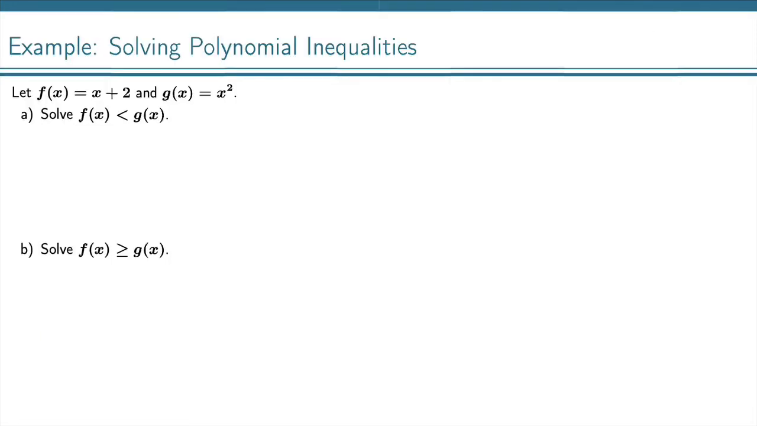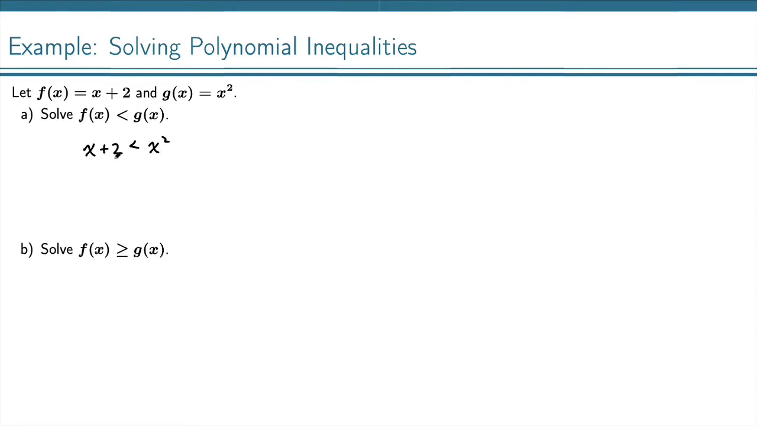So let's look at an example of this. Here we've got f of x equals x plus 2 and g of x equals x squared. And we'd like to solve these two inequalities. So we'll start with this first one here, f of x less than g of x. Let's go ahead and plug in what we have. So f of x is x plus 2, less than g of x, which is x squared.